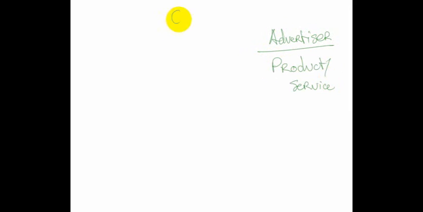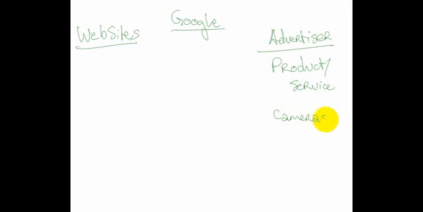So on one side, you have someone called an advertiser, and this is someone who has a product or a service that they want to sell. In the middle, you have Google, and lots of people visit Google every day, but not everyone visits Google. Some people visit websites about whatever. Now let's say this advertiser has a product dealing with digital cameras. Let's just say cameras over here, and they're trying to sell cameras.